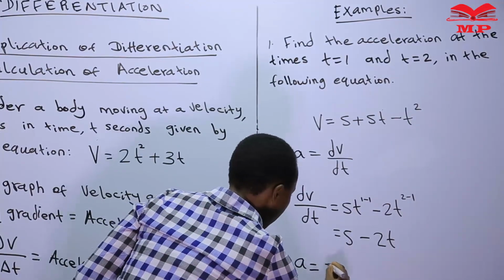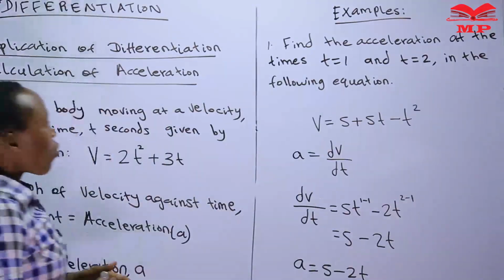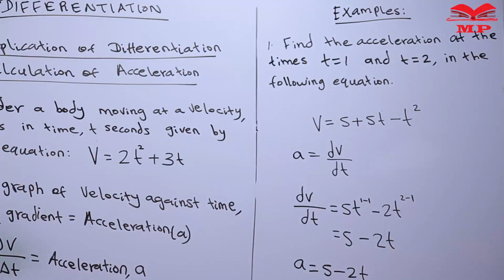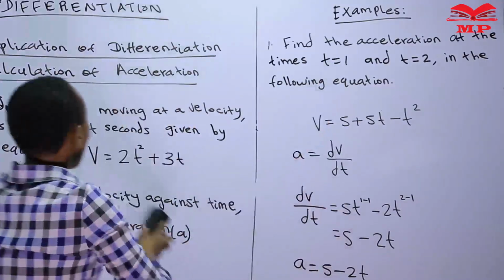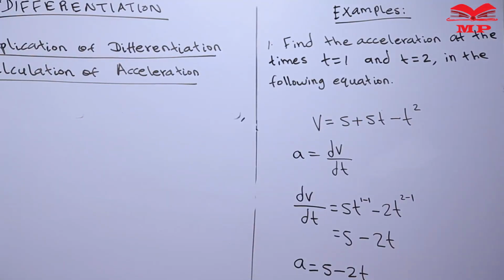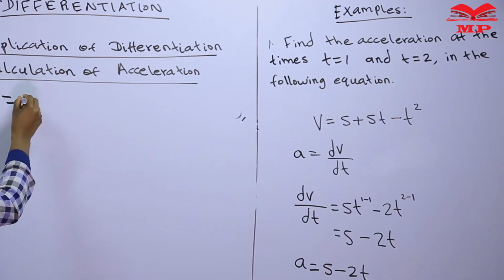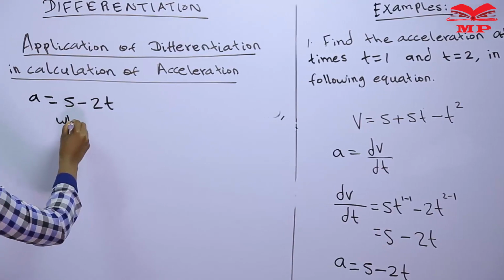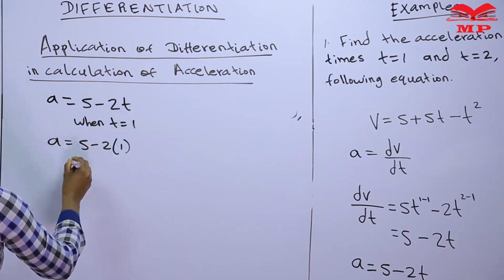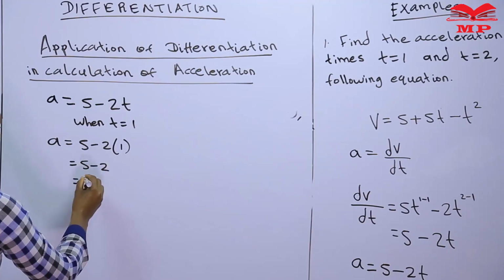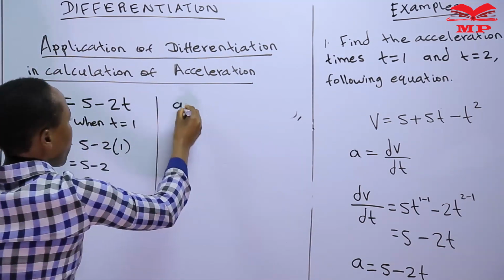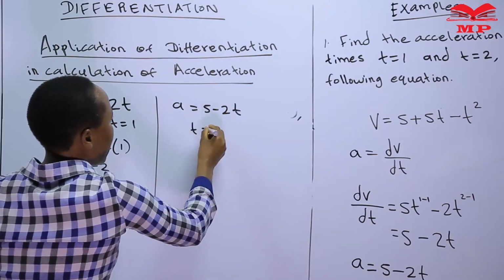So acceleration is equal to 5 minus 2t. We want to get the acceleration when t is 1, so we substitute t with 1. We have a equal to 5 minus 2 times 1, which is 5 minus 2, that is 3. So the acceleration is 3. And again, we get the acceleration from the equation 5 minus 2t when t is 2.